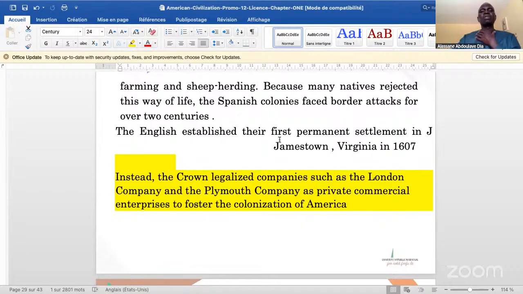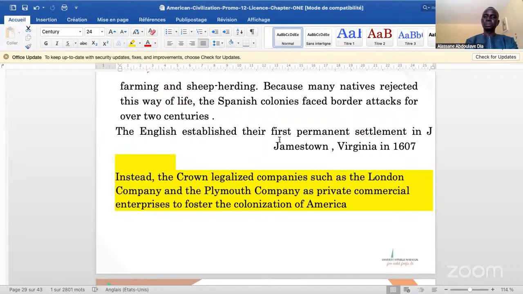Because many natives rejected the way of life, the Spanish colonies faced border attacks for over 2 centuries. Because of the hostility, because of the conflicts, they wanted to impose it. So there were border attacks. This means simply that the Spanish colonies used to be attacked on their borders.